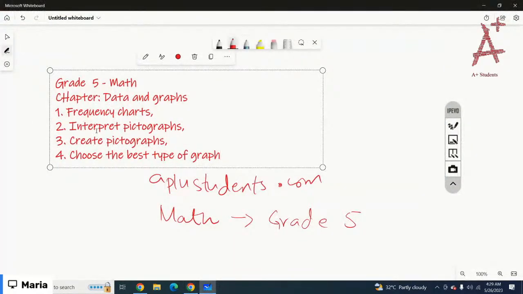So we were working on grade 5 maths. The chapter we're working on is data and graphs, and in lessons we have covered frequency charts, interpret pictographs, create pictographs, choose the best type of graphs. So please make sure before the next session you complete all the test questions for the lessons we did today. If you need more help with any of the lessons, you can contact any tutor on Skype. They are available from Monday to Friday, 5 to 9. So if you have any question, please ask.